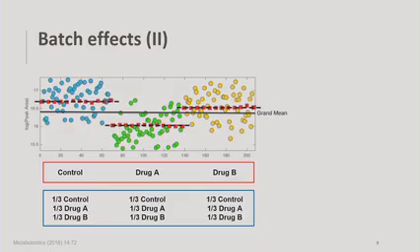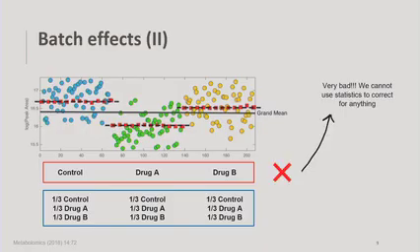So the best design is to randomly allocate your different samples to the different batches with a mix. When we do this, we can apply some statistical corrections and we can consider batch properly in the statistical analysis. So yeah, just to reiterate, this is very bad. Don't do this. This is good. Do this.